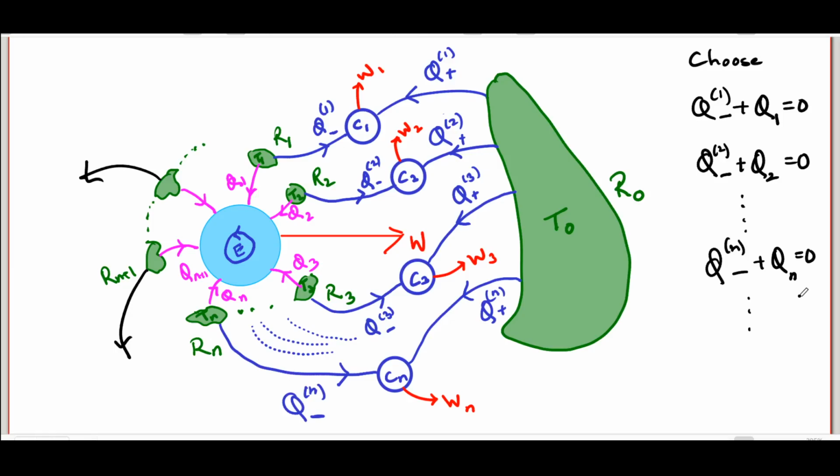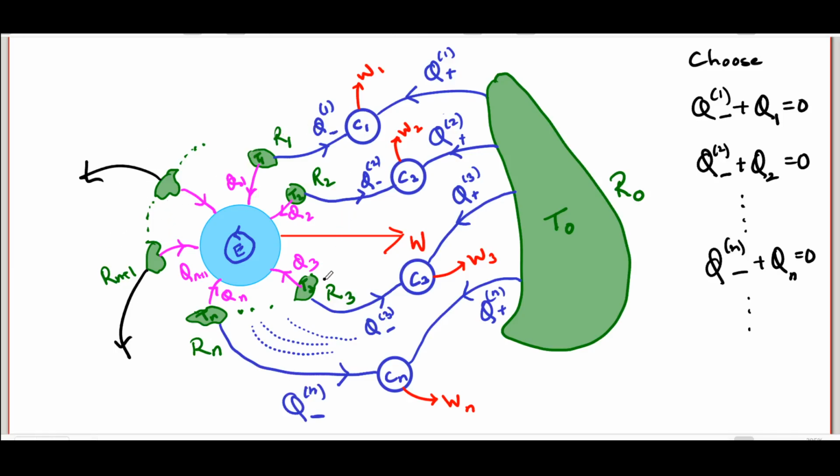Now, as a result of all this, what will happen is that the engine has gone through a cycle. The working substance of the engine is back to its initial state. But not only that, the reservoir R1 has received back exactly the amount of heat that it gave. The same for R2, the same for R3, the same for each and every one of the reservoirs.